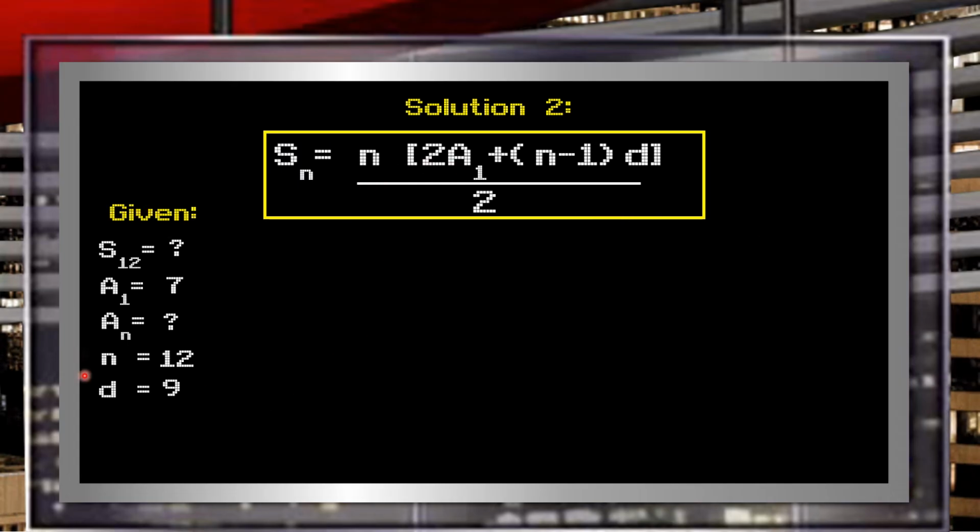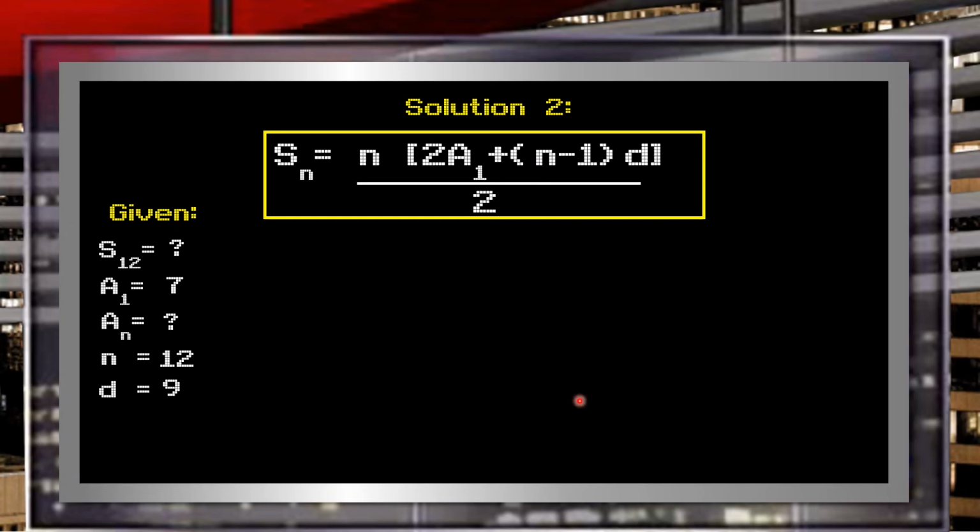Remember, sa given natin, ayan, S sub 12 nawawala, A sub 1 is 7, wala rin siyang last term, di ba? So, N is 12, D is 9. So, since wala siyang last term, pwede natin gamitin yung formula 2, which is this one nga. S sub N is equal to N times the quantity 2 times kung ano man yung A sub 1 plus quantity N minus 1 times the difference divided by 2.